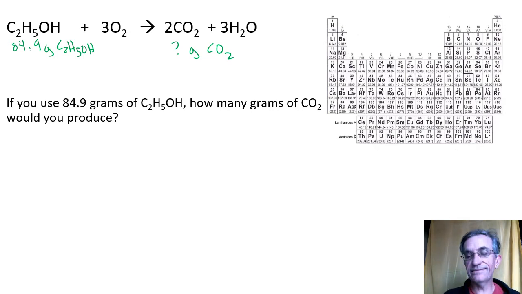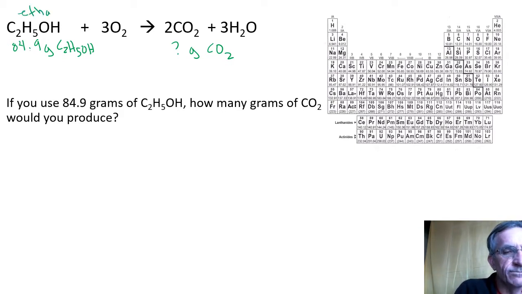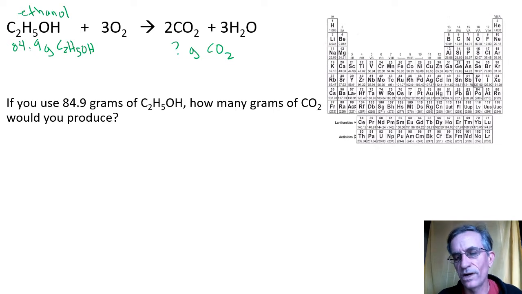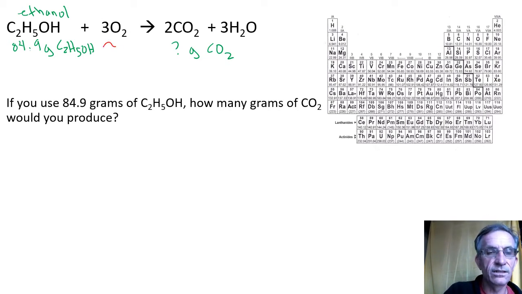First off, let's think about what we're doing here. That first compound, C2H5OH, is ethanol. This is actually drinking alcohol, the alcohol that's in beer and wine and so on. What kind of reaction is this? It's a combustion reaction. A combustion reaction means that the alcohol is reacting with oxygen, and if you're burning something that contains carbon, you'll be making carbon dioxide and water.